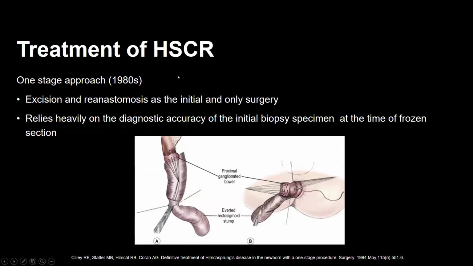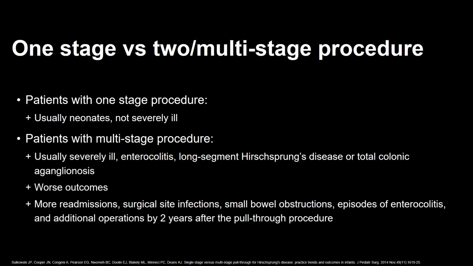There is a one-stage approach, which I feel like most of the centers nowadays do, unless the patient has other concurrent comorbidities. And this has been around since the 80s. It's essentially excision and reanastomosis as the initial and only surgery. But of course, it relies heavily on the diagnostic accuracy of the initial biopsy specimen at the time of frozen section. So the surgeon essentially depends on you to determine whether or not he's going to do a pull-through at that level, wherever you have given him the site of ganglionated bowel.